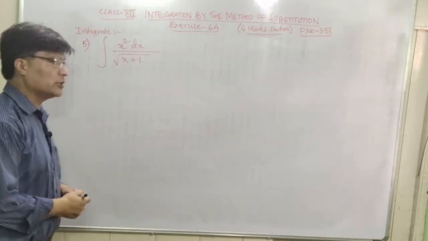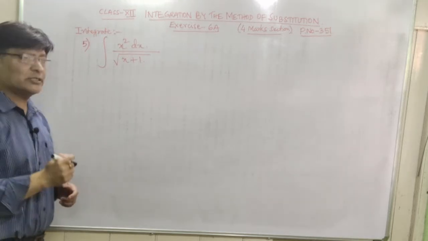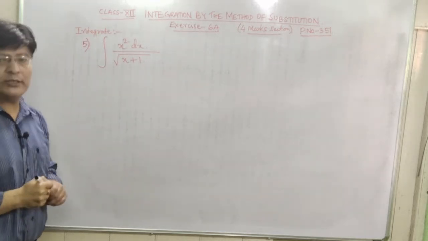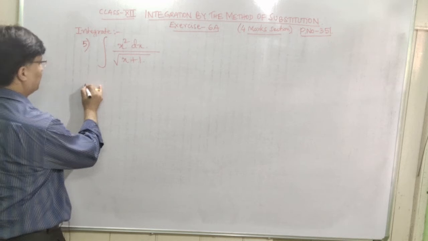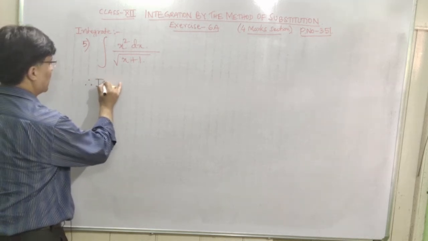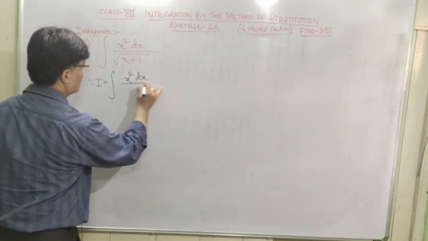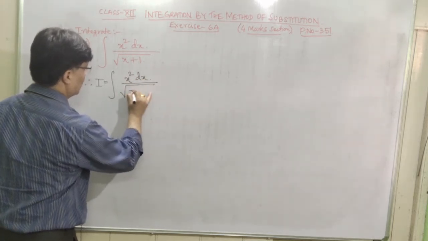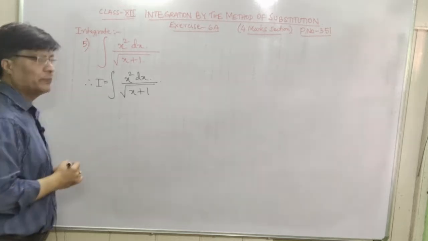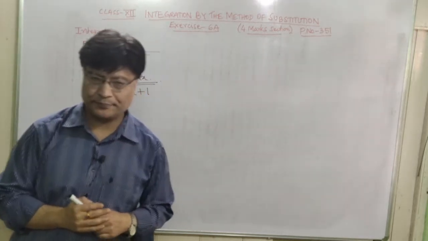So now let's do question number 5. Integration of x square dx divided by square root of x plus 1. First of all, let us write I is equal to integration of x square dx divided by root over x plus 1. So how will you do it?